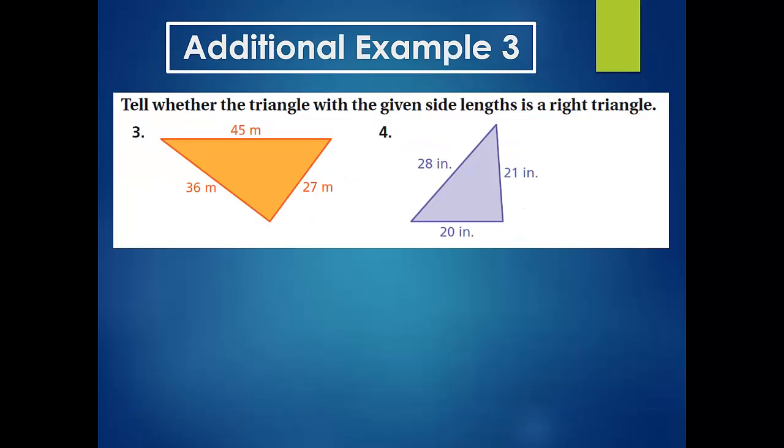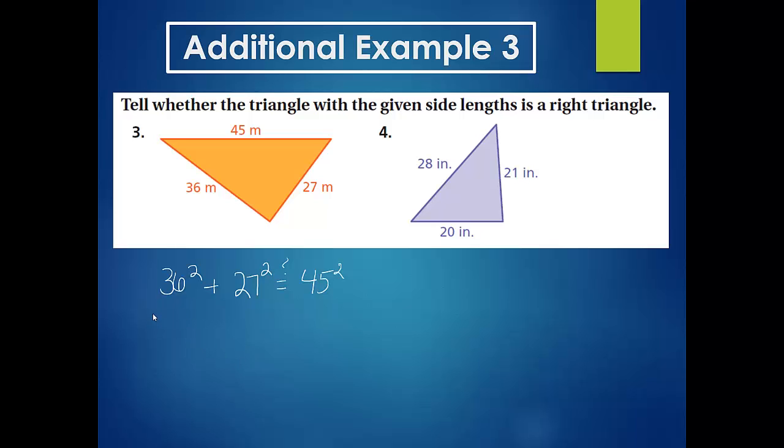Now we have our third additional example. You can pause the video and try it on your own, or you may follow along. Tell whether the triangle with the given side lengths is a right triangle. So for number 3, we have our side lengths of 45 meters, 36 meters, and 27 meters. 45 is the longest side, so we're going to say that is c. So we're going to have 36 squared plus 27 squared, and that would be equal to 45 squared. And we're going to see if this is true. We don't know right now if this is true.